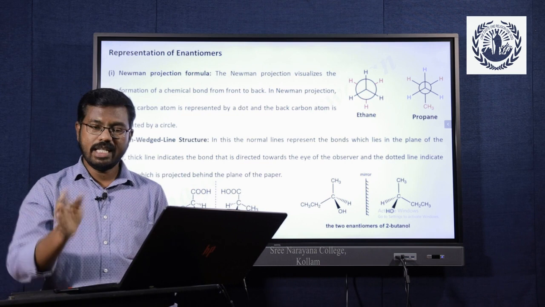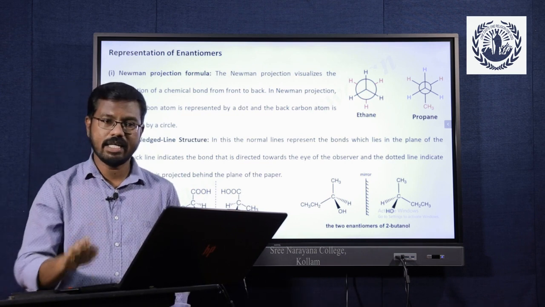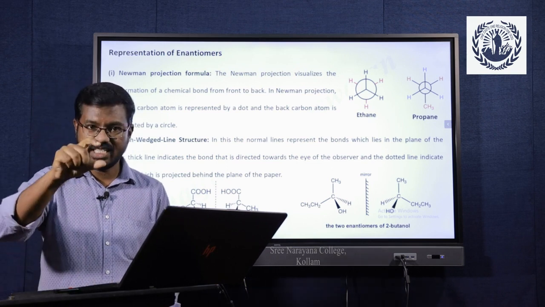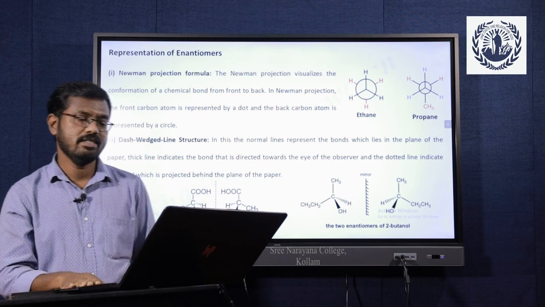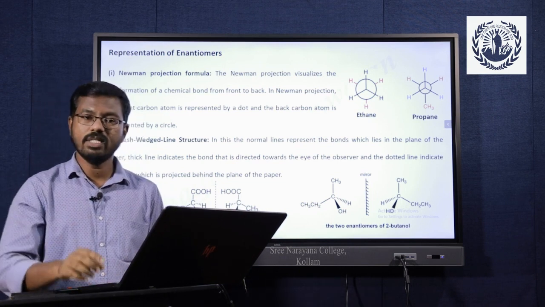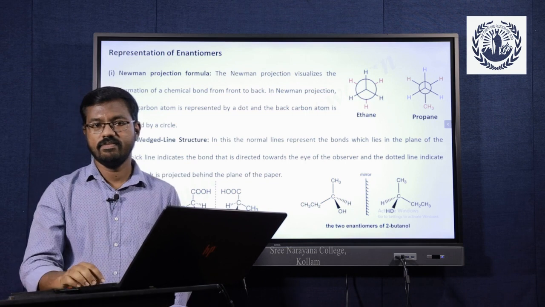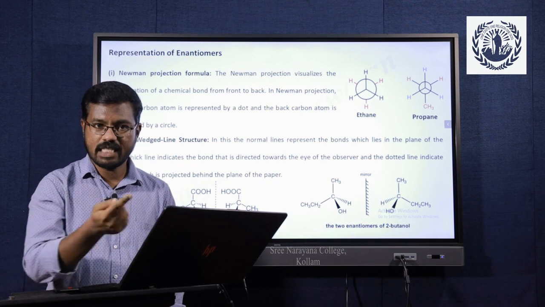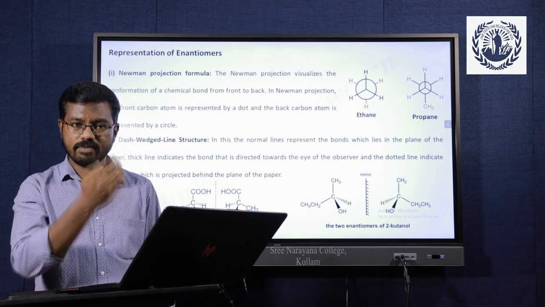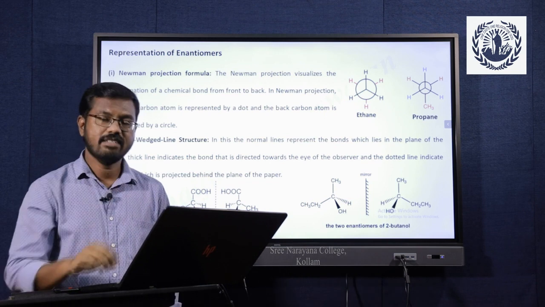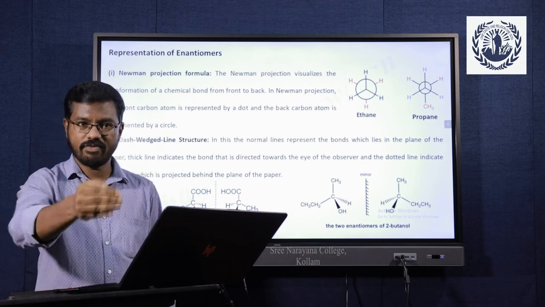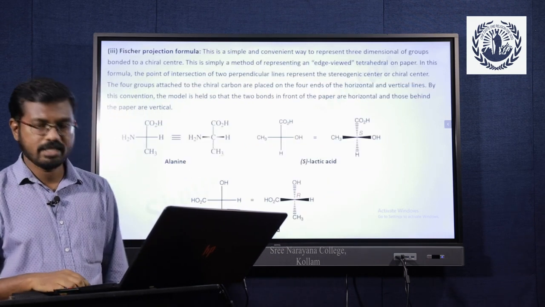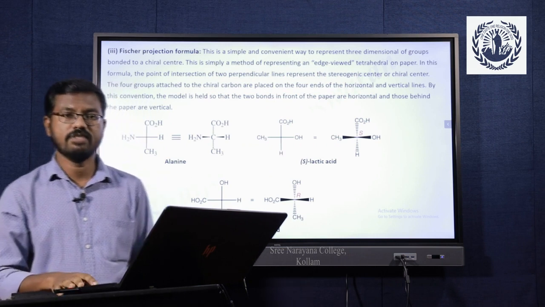Okay. Now, in the dash wedge line structure, as the name indicates, the bonds are represented with dash symbols, wedge lines and normal lines. The normal line represents the bonds in the plane of the paper, whereas the wedge line, the thick line, represents the bonds which are pointing towards the observer, and the dash line represents the bonds which are pointing away from the observer. Okay. Now, the third way to represent the enantiomer is the Fischer projection formula.